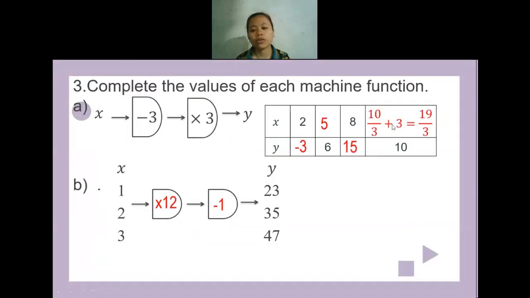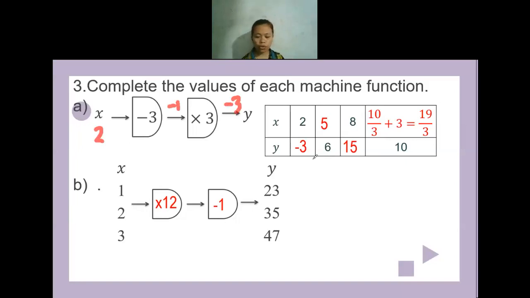For question 3 here, we already have the function machine. We also have the table. Now we have to complete the table based on the function machine given. For the very first one, we already have the input. The input is 2. So 2 minus 3 equals negative 1. Now negative 1 times 3 equals negative 3. That's why below 2, the answer is negative 3.